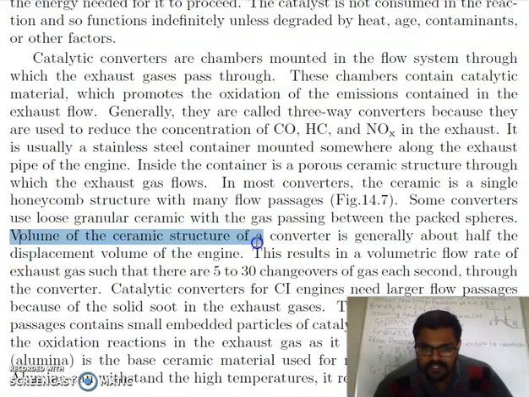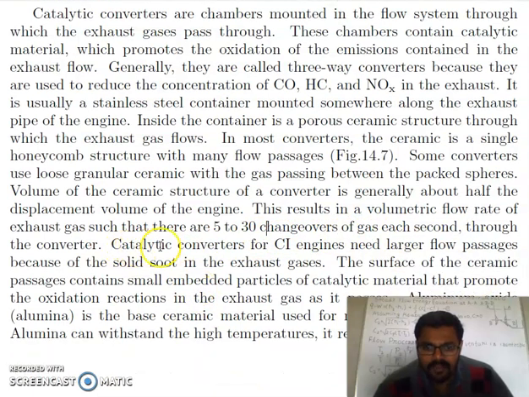The volume of the ceramic structure of the converter is generally about half the displacement volume of the engine. So this is the size of the ceramic structure. This results in a volumetric flow rate of exhaust gas such that there are 5 to 30 changeovers of the gas each second through the converter. Catalytic converters for compression engines need larger flow passages because of solid soot in the exhaust gases.